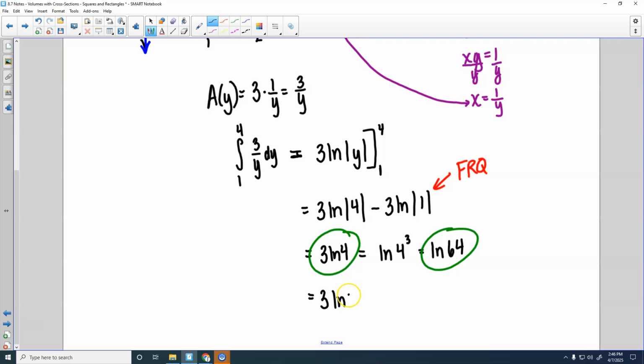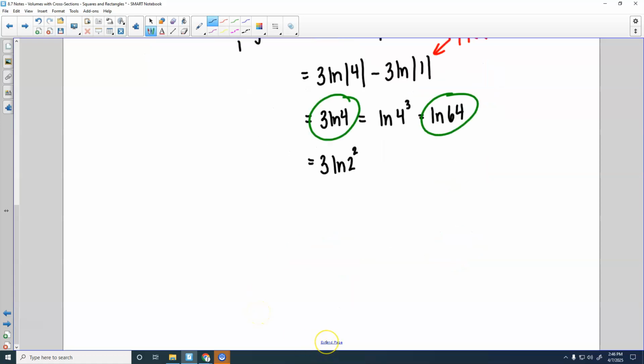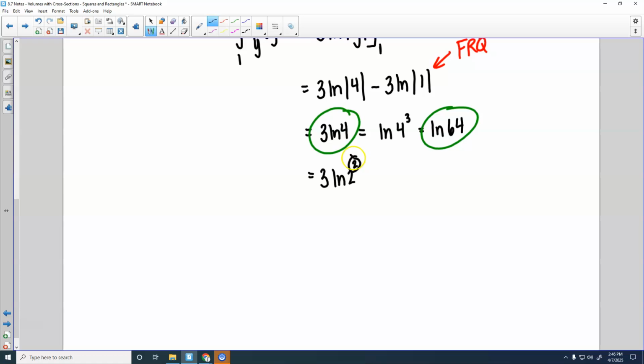Natural log of 4 could be written as natural log of 2 squared, right? Then what could you do with that exponent right there on that 2? You could take it out front, so that would give you 3 times 2 natural log of 2, which would give you 6 natural log of 2. This I have seen them do on some multiple choice questions before.